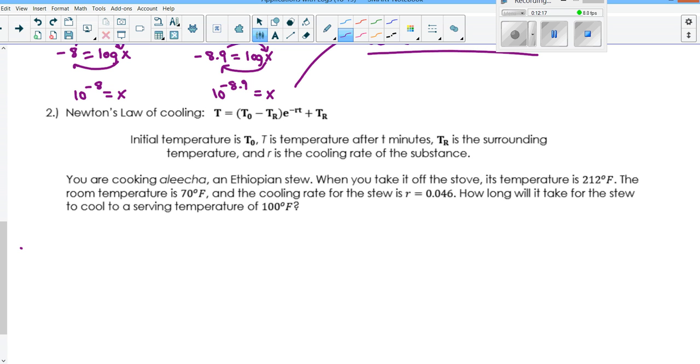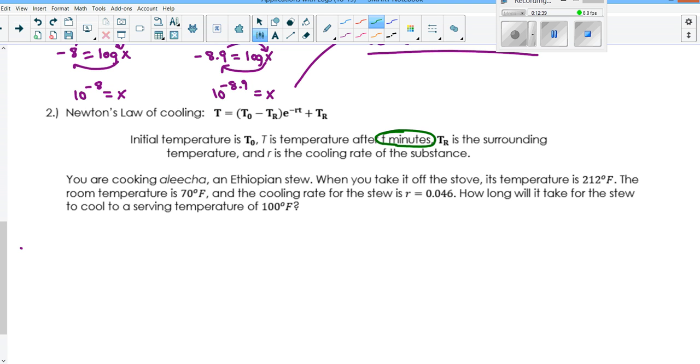Okay, so then it explains what the variables mean. The initial temperature is T sub 0. T is the temperature after t minutes. This is very important, that this is talking about minutes, not hours. T sub r is your surrounding temperature. You can think about that as your room temperature. And r is the cooling rate of the substance.